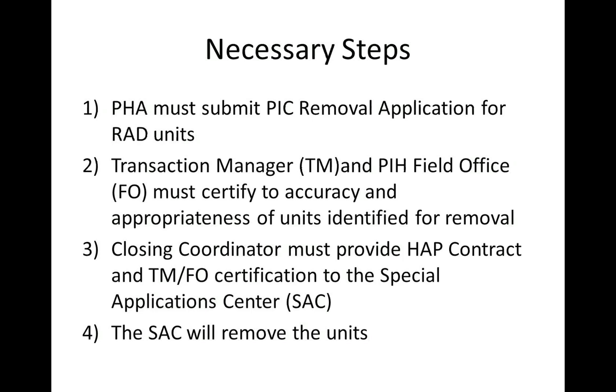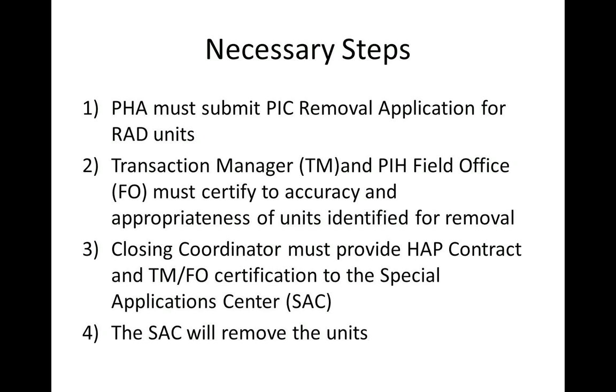Just very high level, there are four main steps involved. One: first, the PHA submits a PIC removal application for RAD units. There's a submodule in PIC where a PHA goes in, identifies the property and then the units, and hits enter. It's a very quick process, probably about 5 minutes. We've had instructions for how to do that out for a number of months now, and most PHAs are doing this, but it's not 100%. So one thing we want to make sure of is that it's happening.